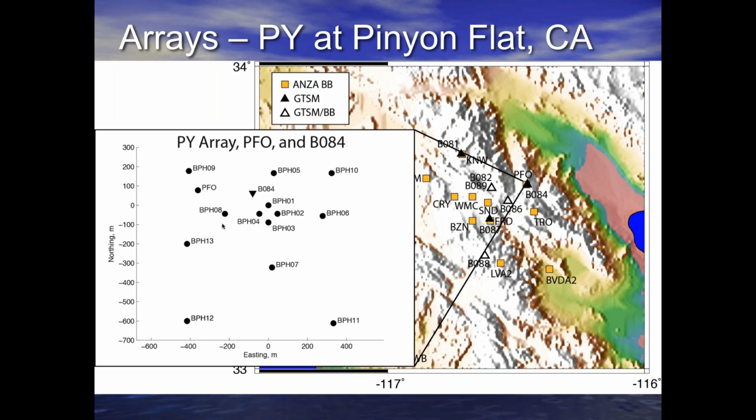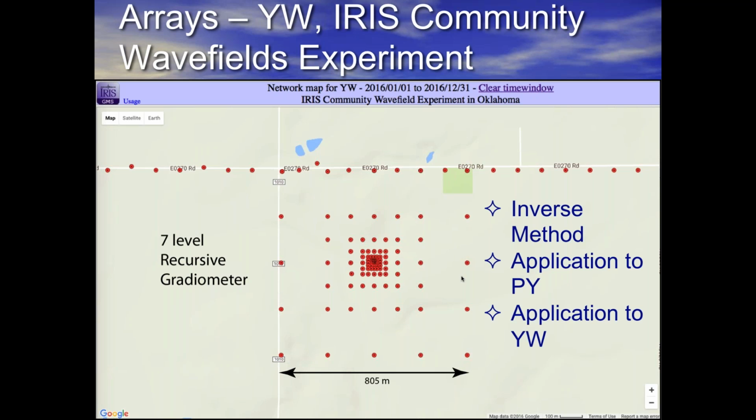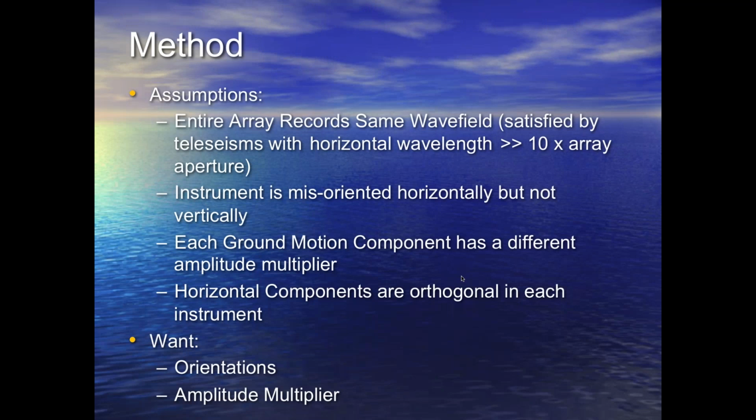Plus, I have to know what the orientations are to a very high precision. And we're going to look at this 7-level recursive gradiometer. It has 112 elements, 100 to 103 actually made it out of Oklahoma. And so we'll look at this array too to see how it works. So I'm going to show you the inverse method, an application to the California array, and then application to Oklahoma.